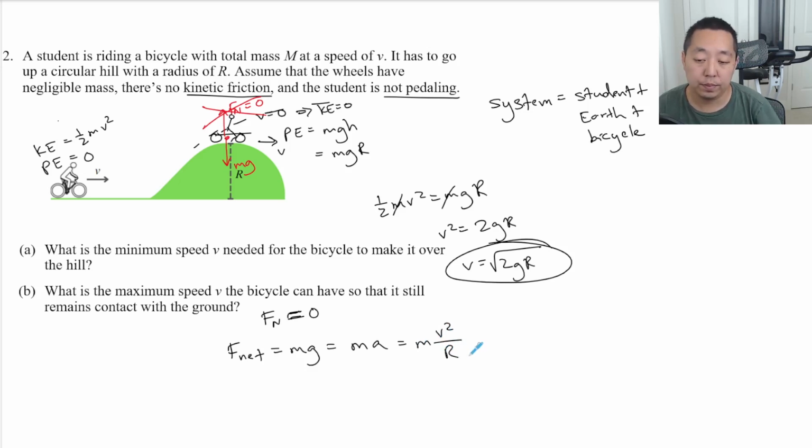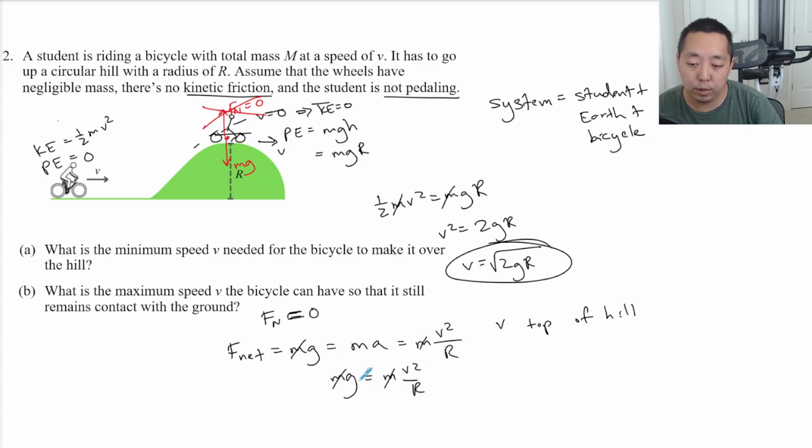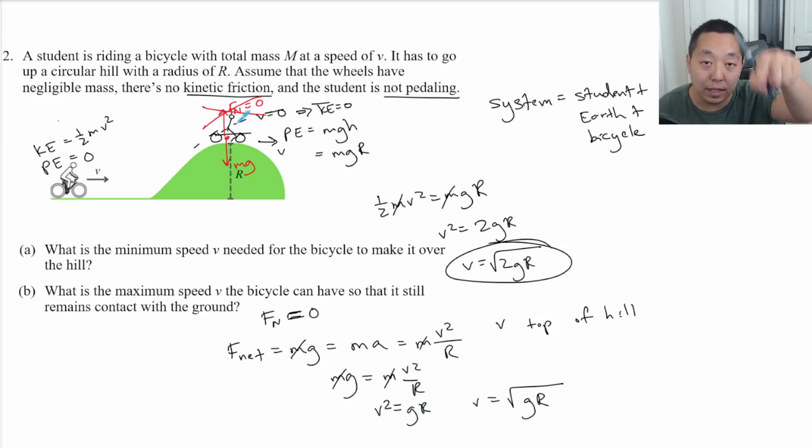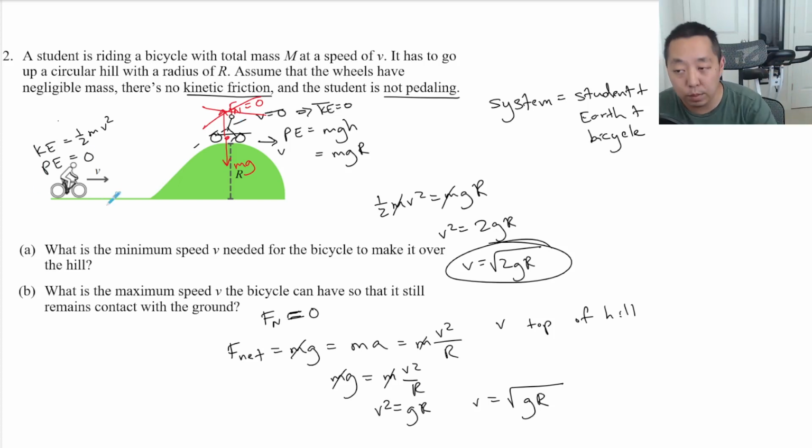So what I need here is the v at the top of the hill. Let's just prove it out. mg equals mv squared over r. The m's cancel if I divide both sides. That means v squared is equal to gr. So I need the v at the top of the hill to be the square root of gr. Now that's at the top of the hill. I need to know what the speed is at the bottom of the hill, though.